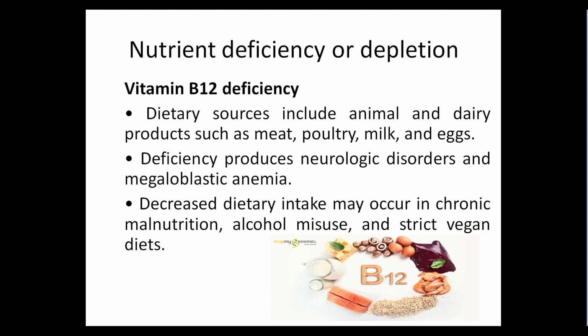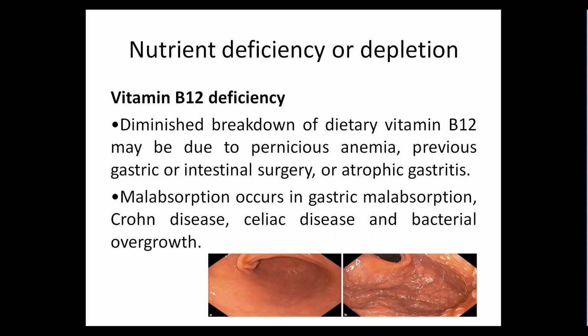Decreased dietary intake may occur in chronic malnutrition, alcohol misuse, and strict vegan diets. Diminished breakdown of dietary vitamin B12 may be due to pernicious anemia, previous gastric or intestinal surgery, or atrophic gastritis. Malabsorption occurs in gastric malabsorption, Crohn's disease, celiac disease, and bacterial overgrowth.